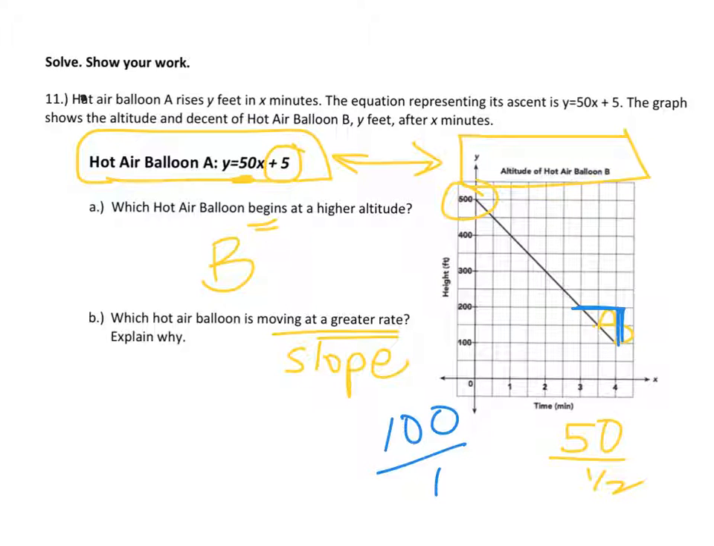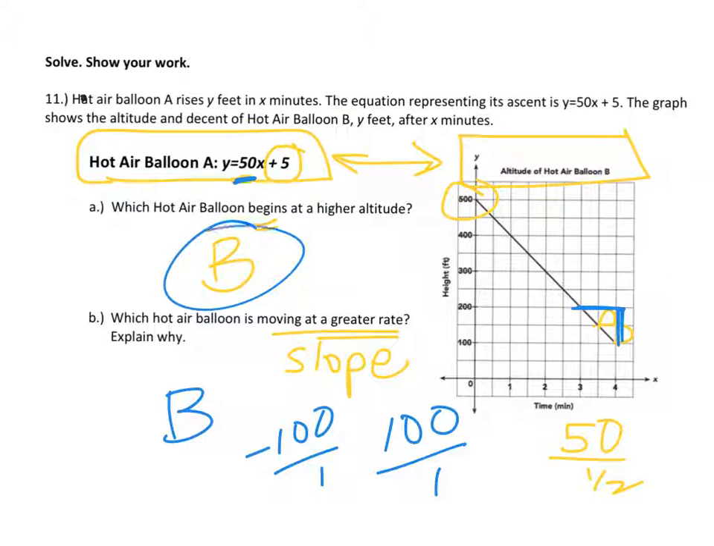compared to hot air balloon A, which is just 50. So again, it looks like B has a slope or a rate of 100. It's going to descend at a rate of negative 100 to 1, and that would rise at a rate of 50 to 1, or also descend negative 50 to 1. So B for both of these would be the correct answer.